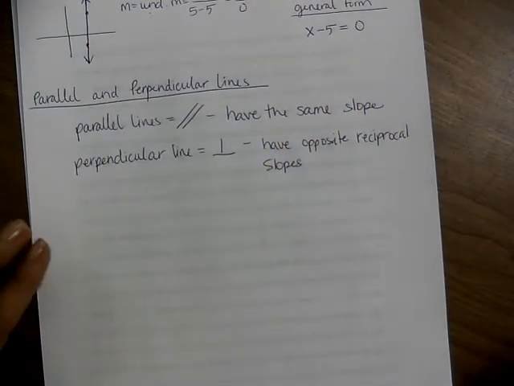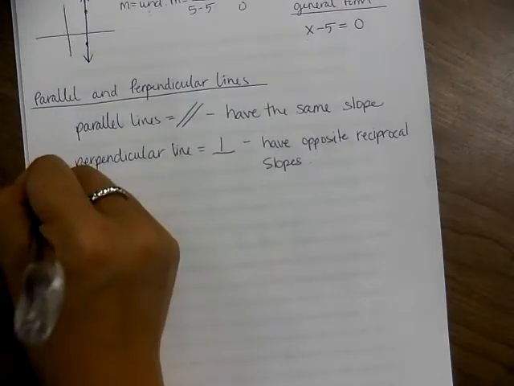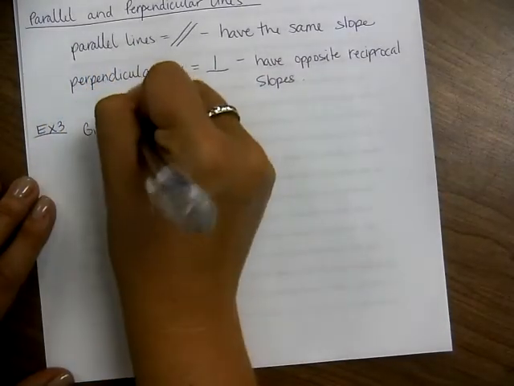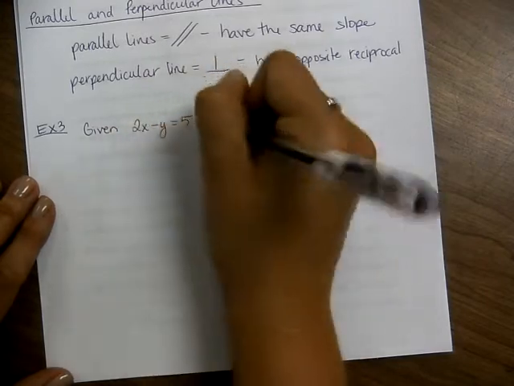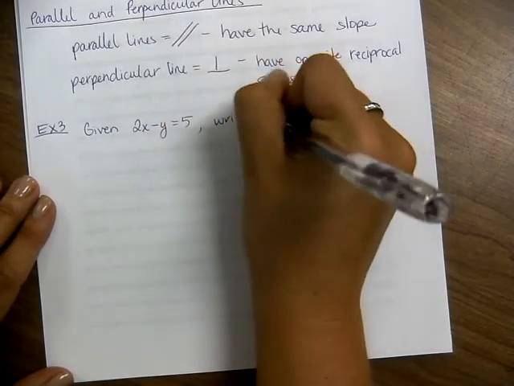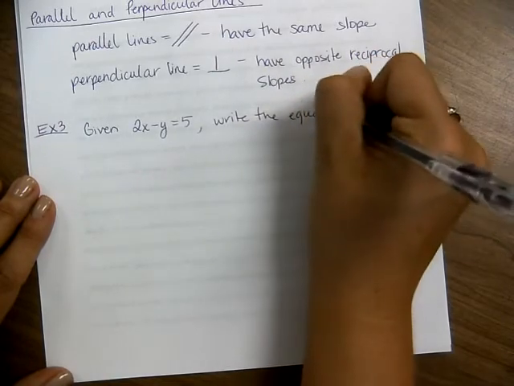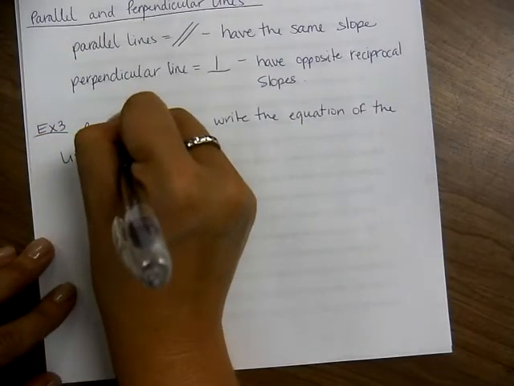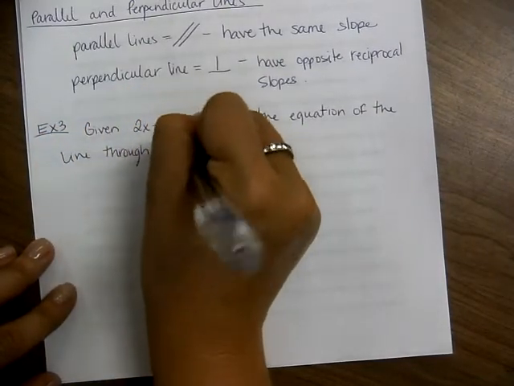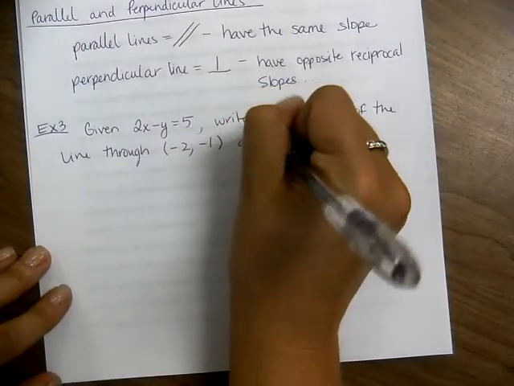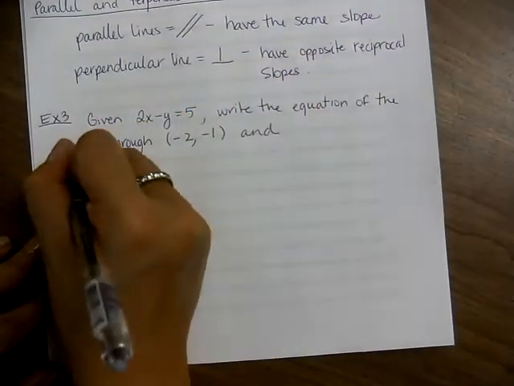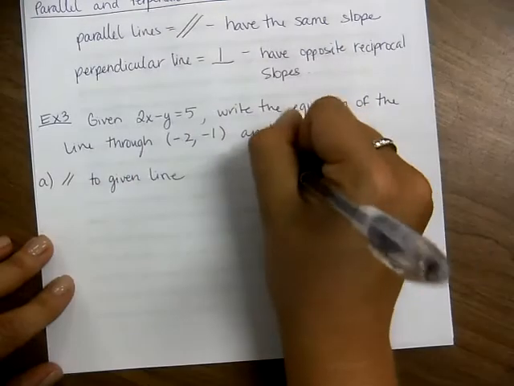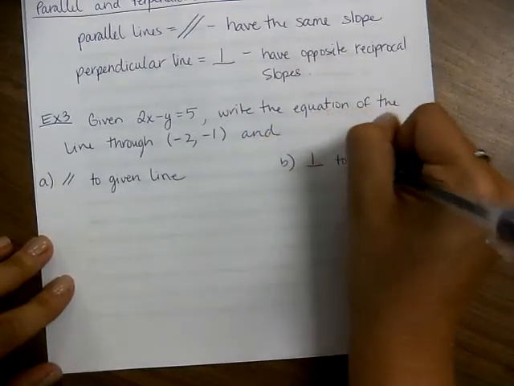Okay, so we're going to write some equations now based on that information. We'll call this example 3. Given 2x minus y equals 5, write the equation of the line through -2, -1. And we're going to do it 2 ways. A, it's parallel to the given line. And B, it's perpendicular to the given line.